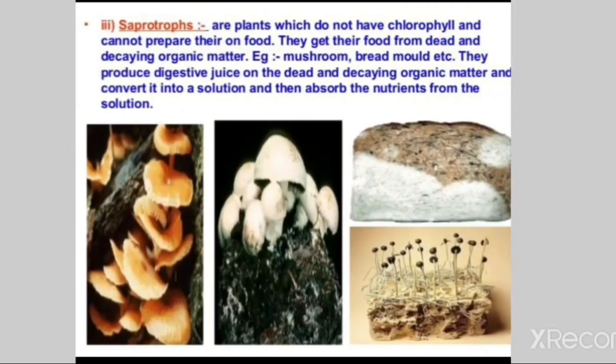The next one is saprotrophs. They are the plants which do not have chlorophyll and cannot prepare their own food. They get their food from dead and decaying organic matter. For example, mushroom, bread mold, etc. They produce digestive juice on the dead and decaying organic matter, convert it into a solution, and then absorb the nutrients from the solution.